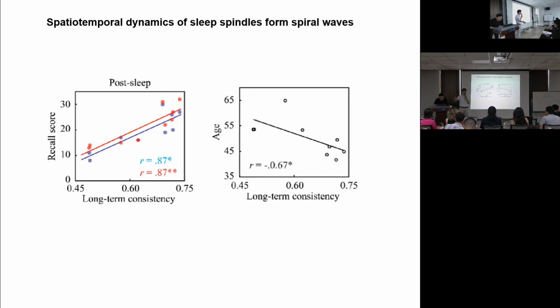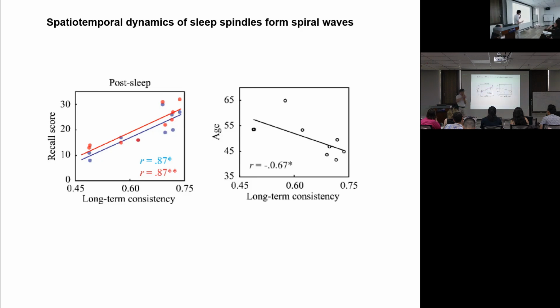If we look at our data, we see this consistent trajectory. It's really amazing. Based on that, we introduce a consistent path, and then we link that consistent path to memory performance, because spindle oscillations are believed to be related to memory consolidation. We found that these consistent trajectories of those spindle spirals could be important for memory consolidation. That's why we need that sort of consistency.